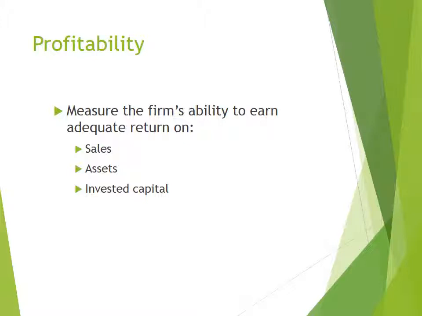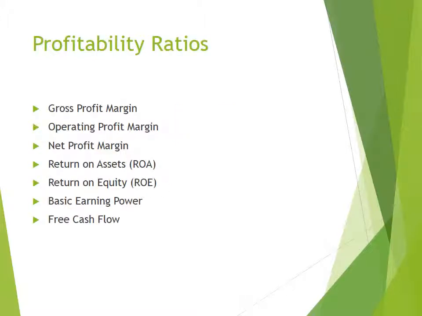Another thing that is important is focusing on the different types of financial ratios there are. You saw some of those in the previous lecture. The first one we're going to talk about is profitability ratios. They measure the firm's ability to earn adequate return on sales, assets, and invested capital. This is a list of current profitability ratios that you could use.